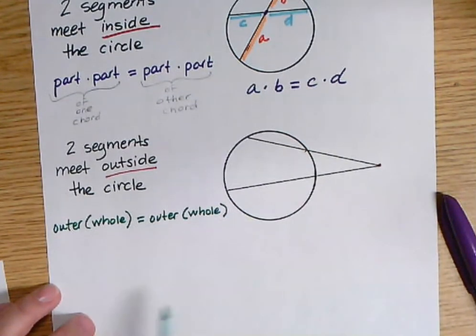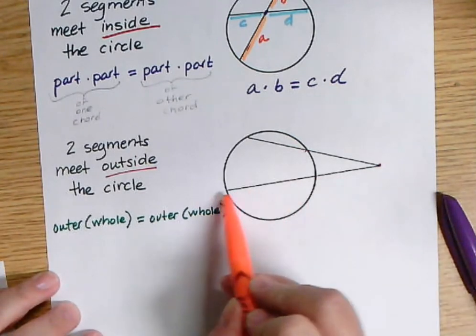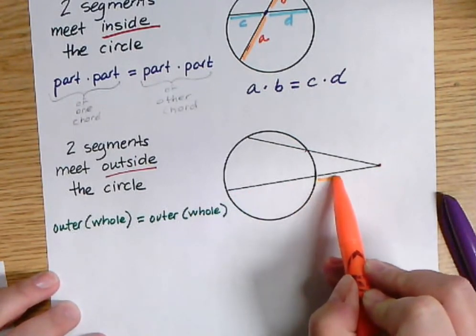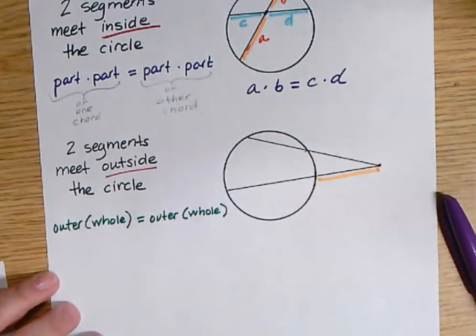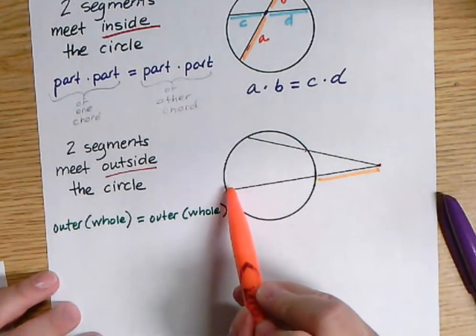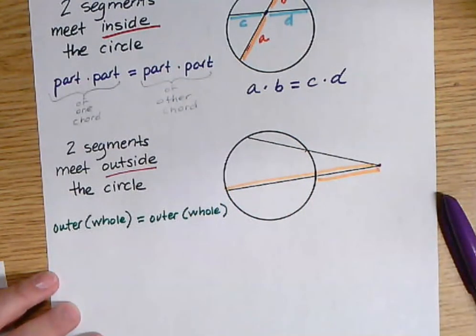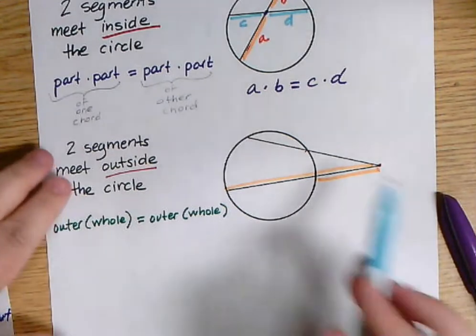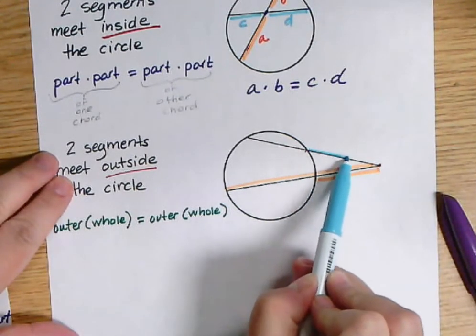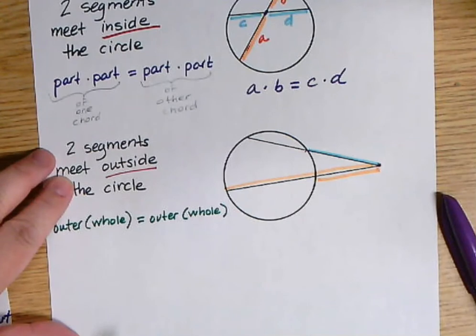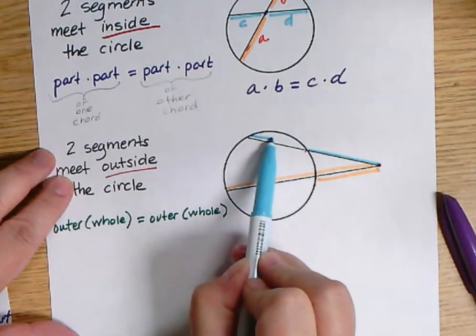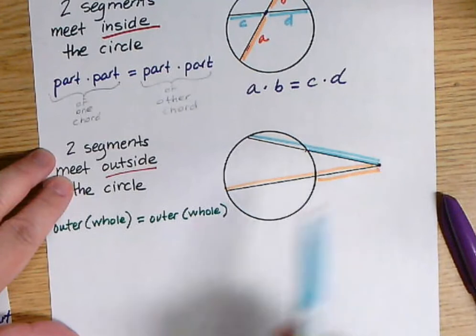What does that mean? Well, the outer part of one of these segments. So we have a secant segment here. The outer part means the part that's outside the circle. The whole thing means the whole thing, including the part that's inside and the part that's outside. So that would be my outer and my whole. Then if I look at the other secant segment over here, the outer part is just this piece right here, the part that's outside the circle. The whole thing includes that part and the part that's inside the circle.